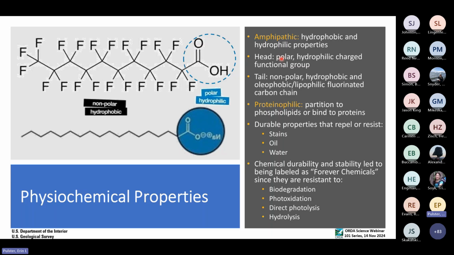So when you're looking for PFAS, you want to make sure you're looking for those protein-rich tissues if you're looking for them in biota. Some of the main properties of PFAS chemicals is that they are very durable and resistant to stains, oil, and water. And because of these properties, they also are very resistant to biodegradation, photooxidation, direct photolysis, and hydrolysis. So that's kind of where they got the term forever chemicals.